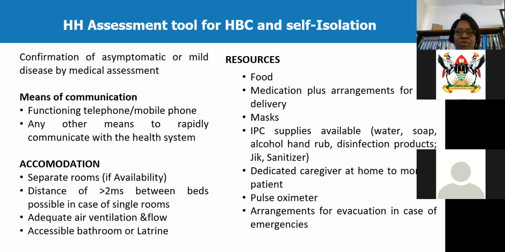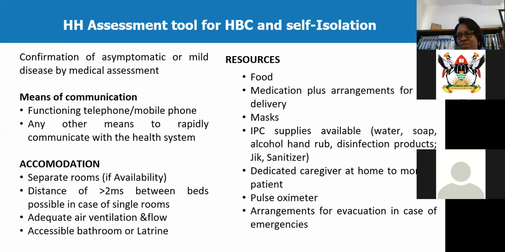So the patient should be given room, their own facilities to use to avoid transmission to other people in the home. Additional resources, of course, include food and the medication that might be required. As we shall see, it's very minimal medication really required for this category, but it should be in place. Then masks are very important for the patient. Medical masks, not cloth masks, but also for the designated caregiver.